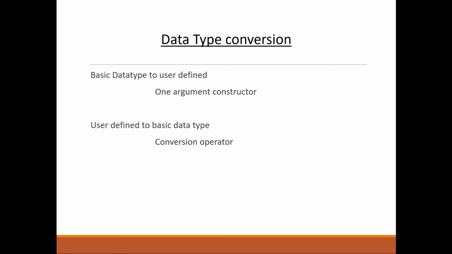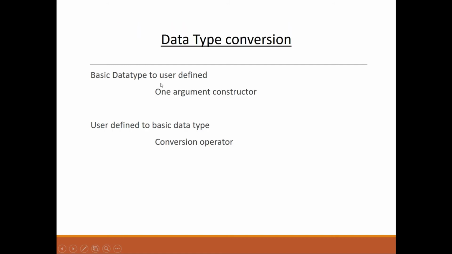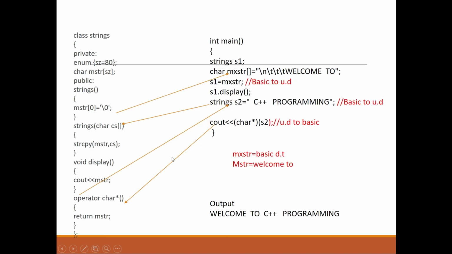So now, data type conversion. Whatever we have seen are the conversions of data types within basic data types or primary data types. Now I'm trying to convert a basic data type to a user defined data type. In that case, the compiler will automatically search for a one argument constructor. Suppose I want to convert a user defined data type to a basic data type, the compiler will automatically search for a conversion operator. We'll see how it goes on with a simple program.